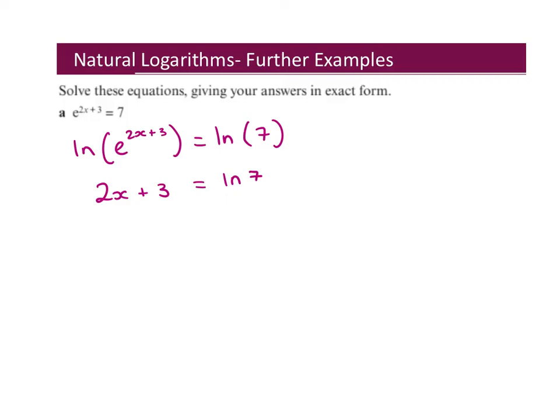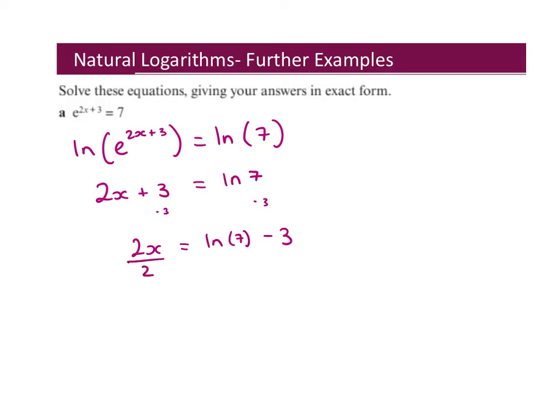Just solving equations now. What am I now going to do to both sides? Take away 3. Minus 3, minus 3. So I'm going to get 2x equals ln. Now, I got rid of the bracket then, but I'm going to put the bracket back in. ln of 7 minus 3. Okay? This isn't ln of 7 minus 3. This is ln 7 minus 3. This is somewhere where people sometimes get confused when they're putting stuff in their calculator.